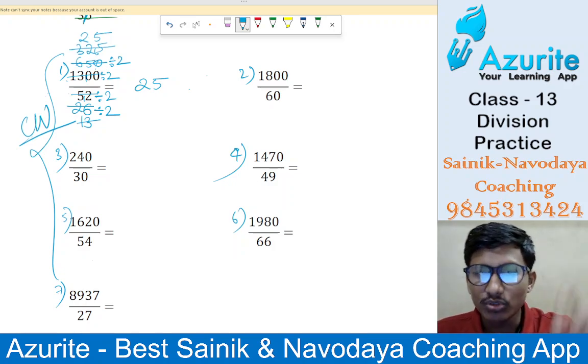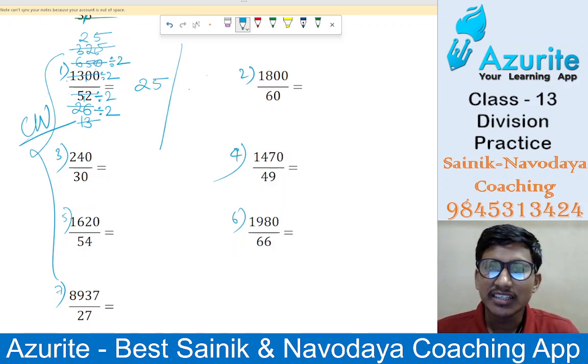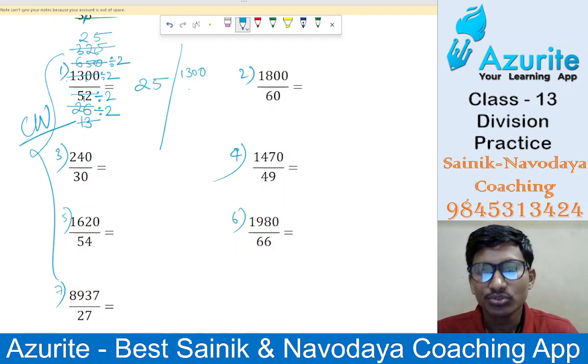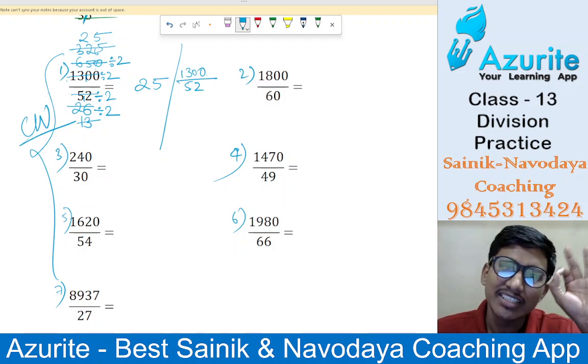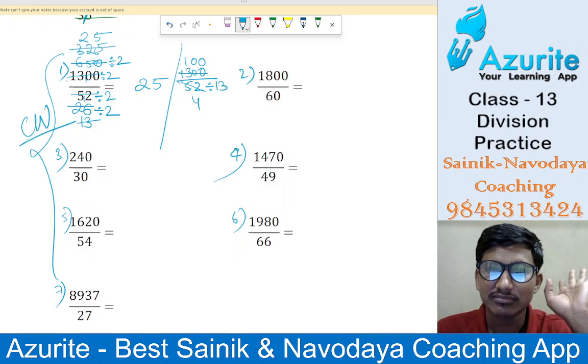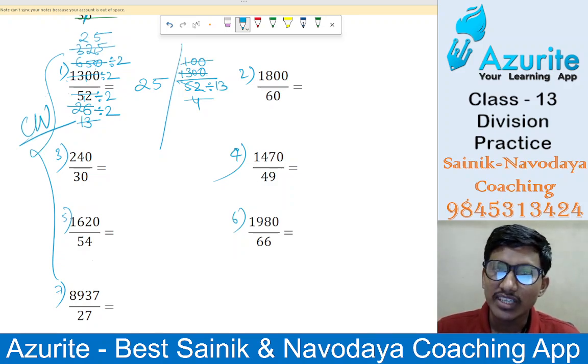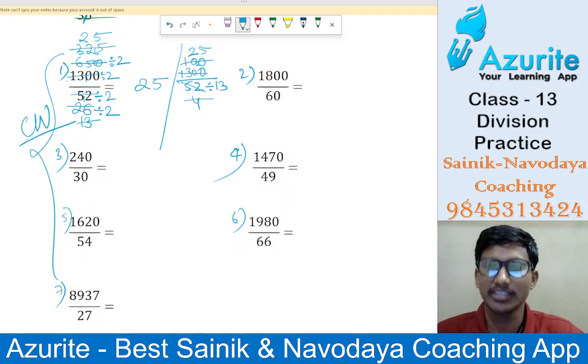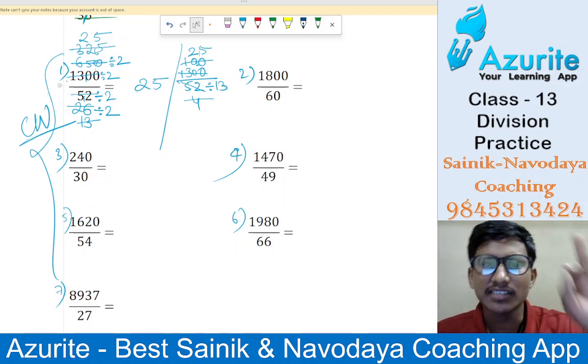Or you can do it with an easy method, 1300 divided by 52. If you know the 13 table, you know that 13 4s are 52. You do 13, 13 4s are 52. Here it is easy, 13 1s are 13, 0, 0. Now it is easy. 4 table directly, 4 1s are 4, 4 2s are 8, 2 will be remaining, 4 5s are 20, so 25. Same answer will come. Right? Whichever method you do, the same answer will come.